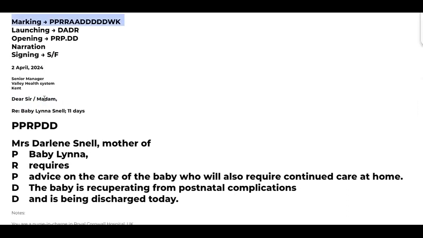So marking is done, launching is done, opening is also done. We are going well with this letter. All the three parts are done. Now we are moving to narration. And does anybody know what is the code for narration? We have two codes. One is the V method or the W method. Somebody wants to know the meaning of the W method and V method. Okay, this is very easy. You will really be able to understand.